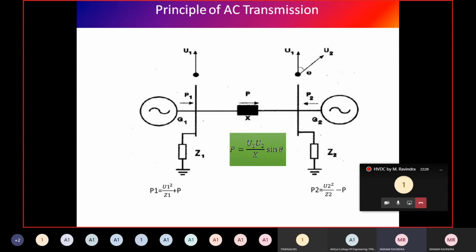The resistance value will decrease. What I am saying is, in a long transmission line, the X by R ratio, the reactance by resistance ratio, is always a high value. The X by R ratio will be a very high value for long transmission lines, whereas for short transmission lines, that is, distribution lines, the X by R ratio will be very low.